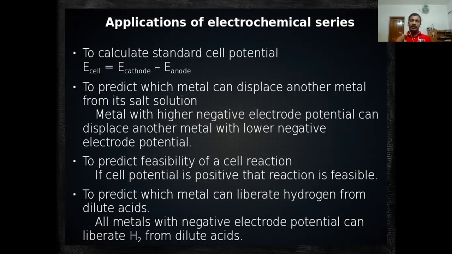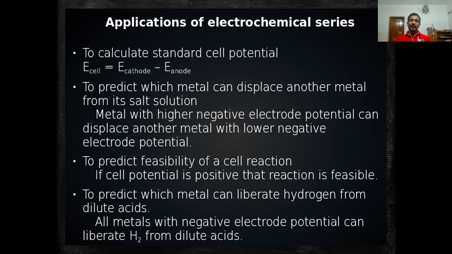Magnesium and silver, two metals. Is it possible to store silver nitrate solution in a magnesium vessel? To answer, you have to refer to the electrode potentials of magnesium and silver in the electrochemical series. You can see magnesium has a positive electrode potential and silver a negative electrode potential. So surely magnesium can displace silver from its salt solution, so it is impossible to keep silver nitrate solution in a magnesium vessel.